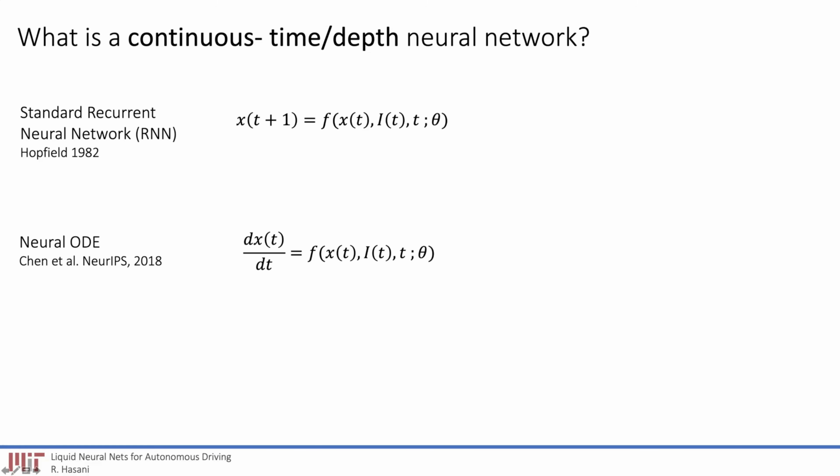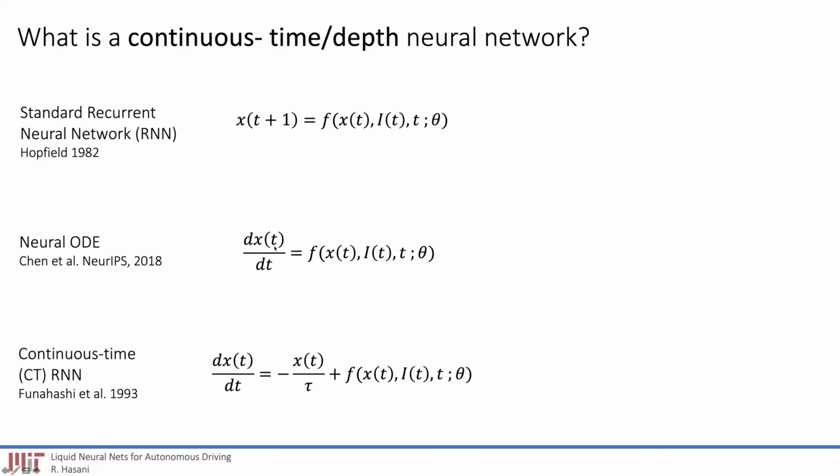And neural ODE, or this continuous time representation, would parameterize the ODE itself. And there is also another more stable representation of these neural networks, which has a damping factor tau that brings the neural network dynamics into stability.